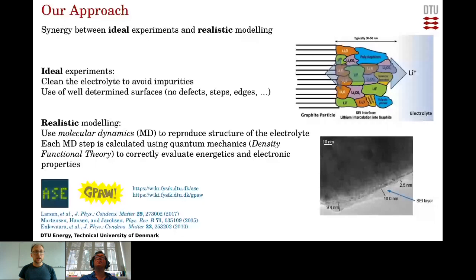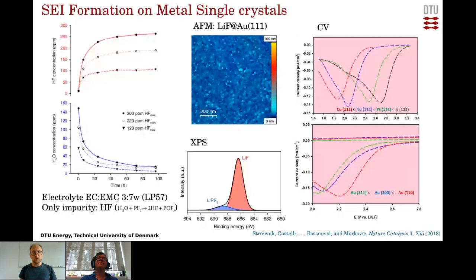So let me start with some of the experiments. Our experimental partners, that is the group of Nenad Markovic and Argon, took LP57, one of the conventional electrolytes for lithium-ion batteries, with a well-determined concentration of HF as the impurity in the electrolyte. And then they could see that with time, the HF concentration was increasing and the water concentration was reducing.